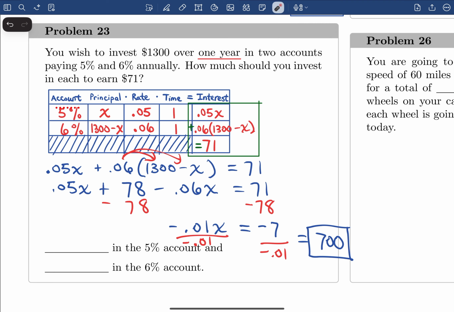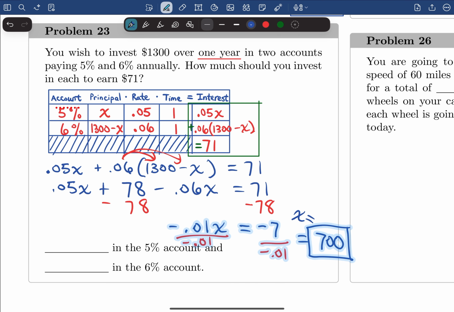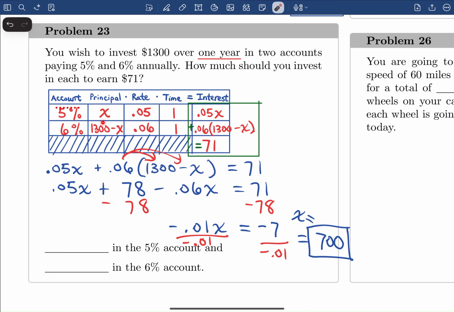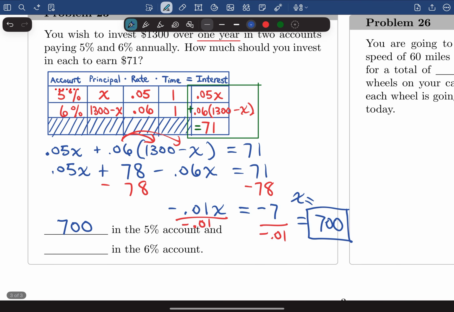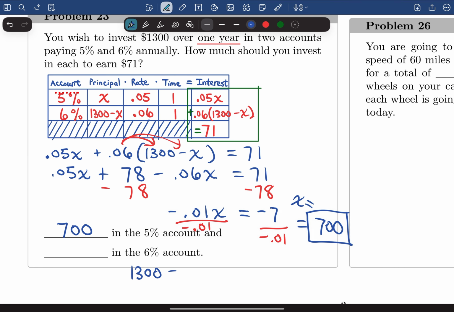Well, let's go back. We've just solved for x. X equals 700. So what was x? X was the amount of money that we put into the 5% account. Okay, so now I know that $700 will go in the 5% account. And if I take 1,300 minus 700, that tells me how much of the rest of the money I have to put in the 6% account, which is $600. Okay, so there we go. We've now completed the problem. $700 will go in the 5% account, and $600 will go into the 6% account.